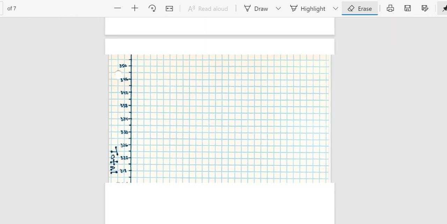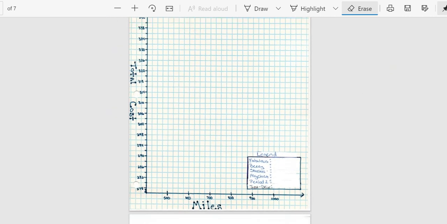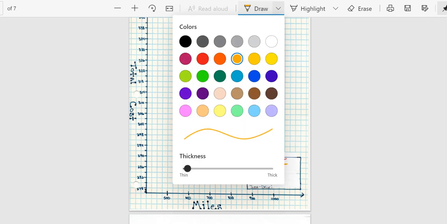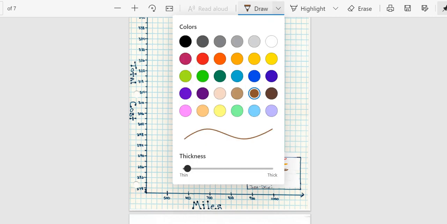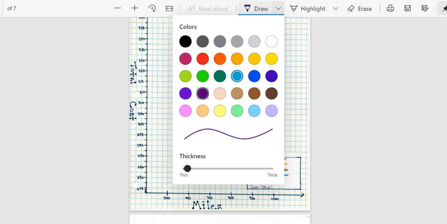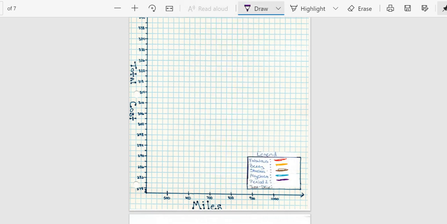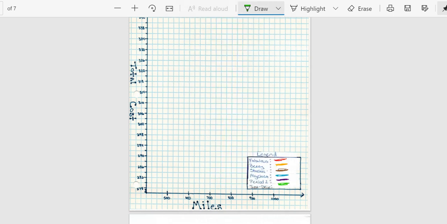I want to zoom out so you can see the full graph. Down at the bottom, there's a legend. Each one of these lines should be a different color. So let's say this one's red. This one could be yellow. This one's brown or something. Blue. Purple. And let's go with green. So I should have six different lines on my graph. And again, I should have some type of legend.